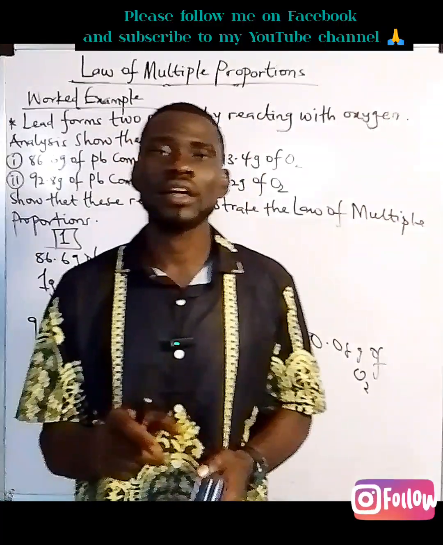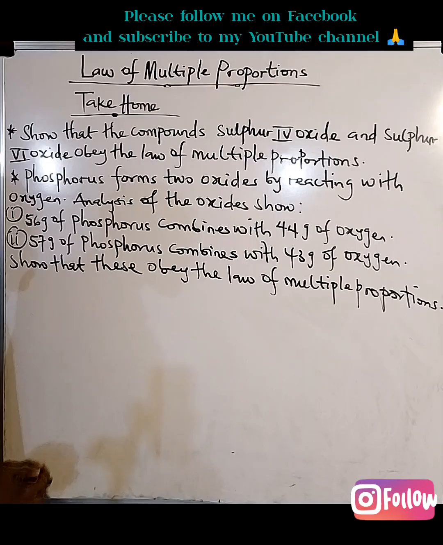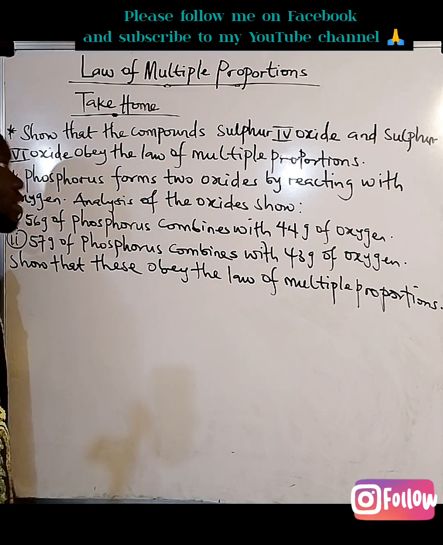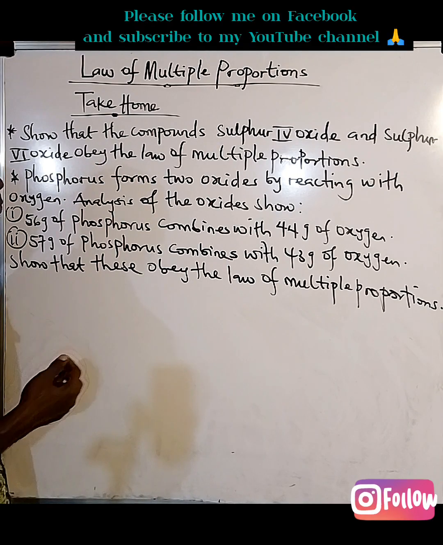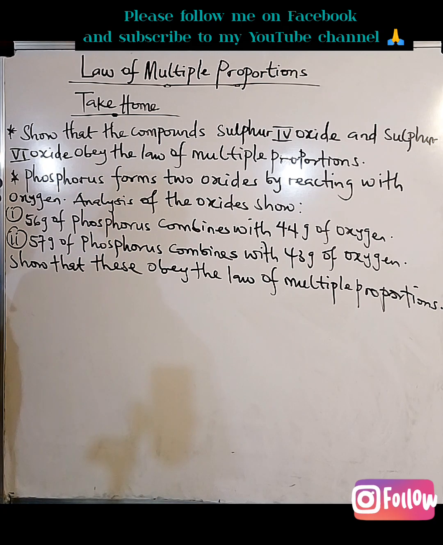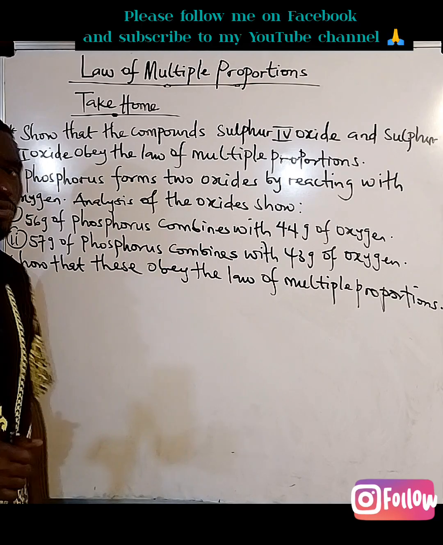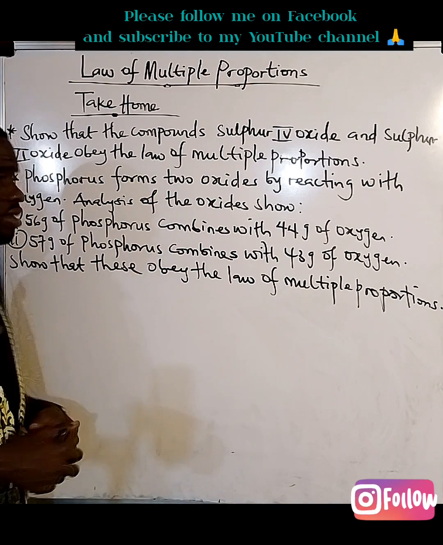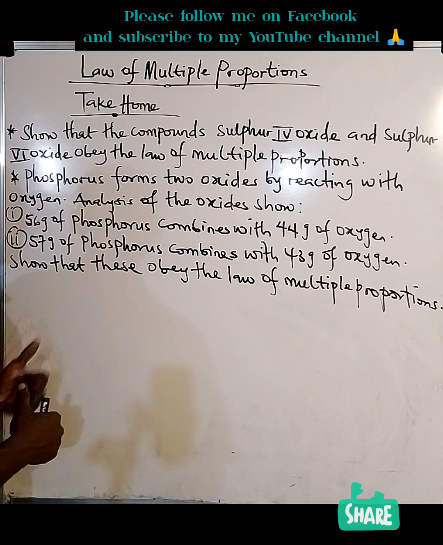I'd love you to stay back for the take-homes that will get us tested. Okay, guys, it's high time we got ourselves tested with this set of questions right here on the board. We have 2 major questions to test how much you've gotten so far from this lesson. The very first question: show that the compounds sulfur(IV) oxide and sulfur(VI) oxide obey the law of multiple proportions. This first question is very simple. If you've been with me all through this lesson, it's very easy. It's an easy piece.